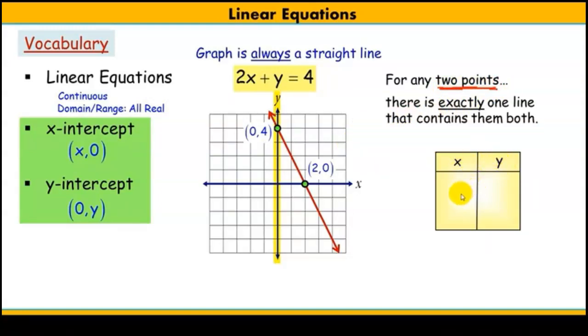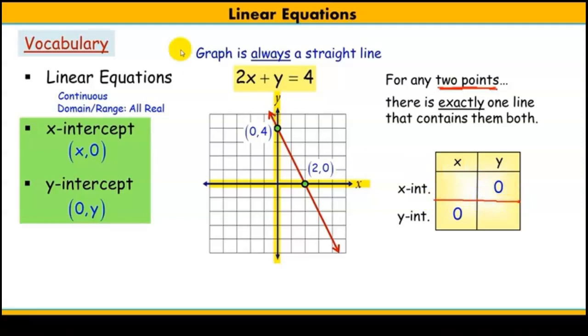And we set up a very simple t-table, and that will give us 2 important points, the x-intercept and the y-intercept. And it's very simple to find those particular points, because all we have to do is substitute y equals 0 and x equals 0 and solve.